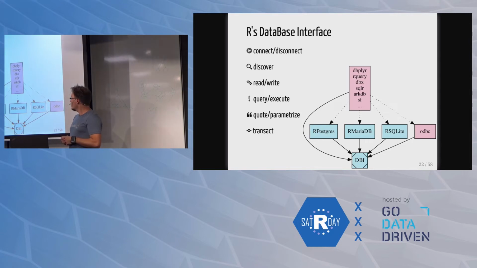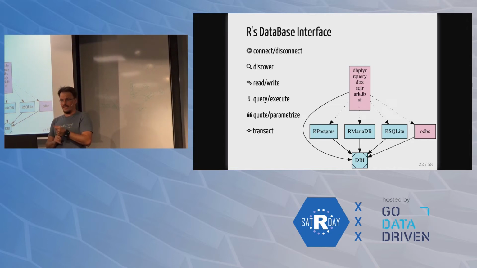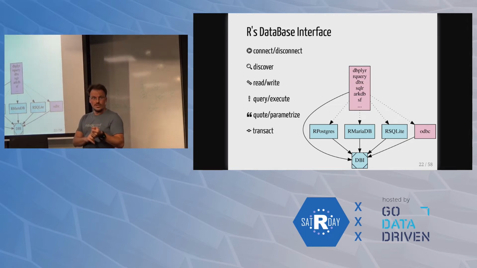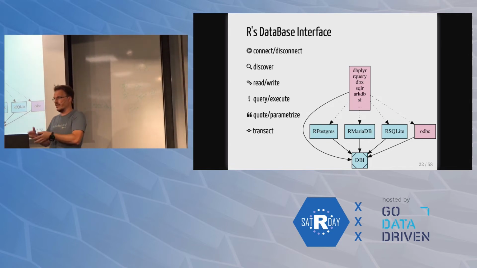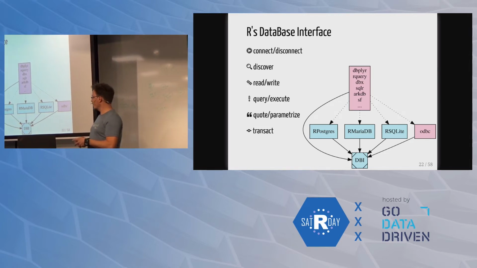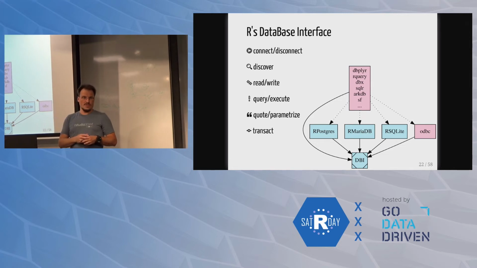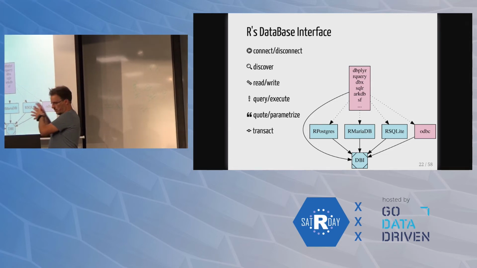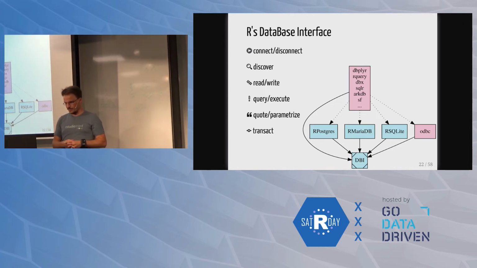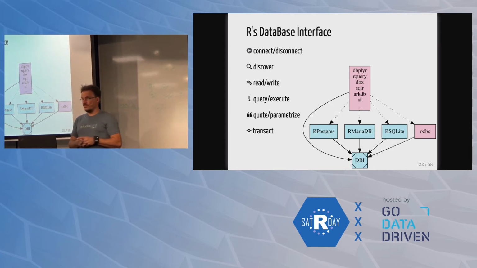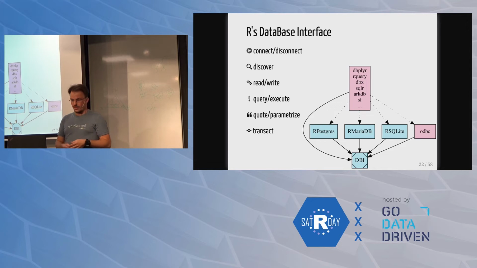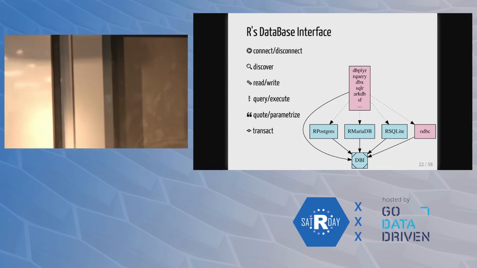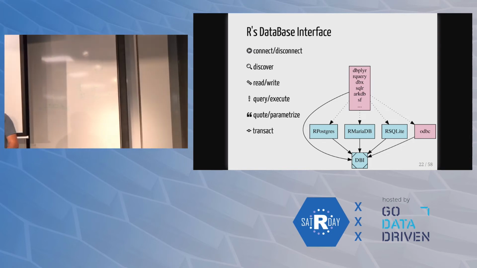So, what do you do with DBI? You connect, disconnect, we've seen this. You can look at what's available in your database. You can read or write entire tables, if you just want to import the data into R and work exclusively in R with it, if it's not too big. You can run queries that either return some result or perform an update on the database. Quoting is important if you program with queries. And transactions are just a basic feature of databases. I'm not showing this, but it's supported too.